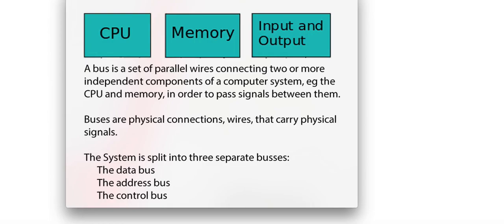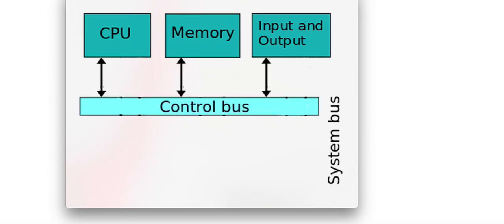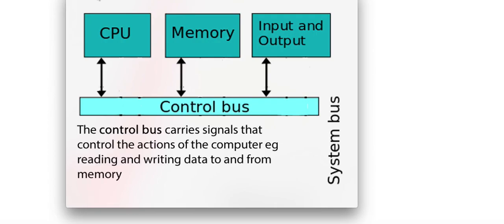The three buses that we need to look at, the system buses, are the data bus, the address bus, and the control bus. So, let's see what these three do. Starting with the control bus, we can see there's communication in both directions between the control bus and the CPU, the control bus and memory, and the control bus and input and output. Arguably, the control bus is the most important bus in the system because it does what its name says. It controls communications between the various components.